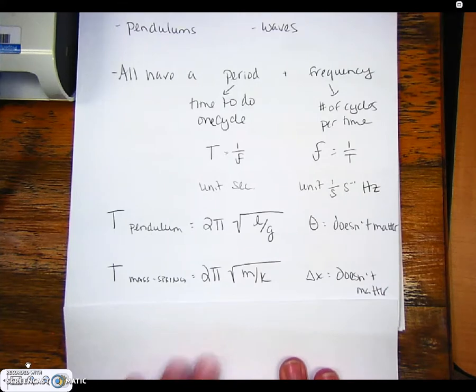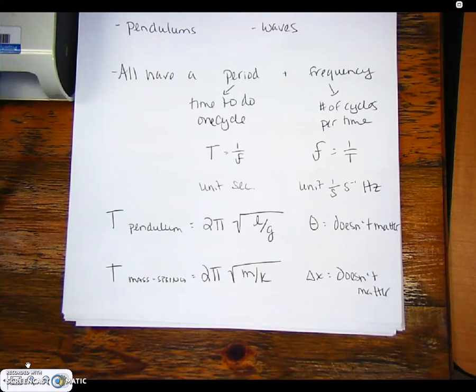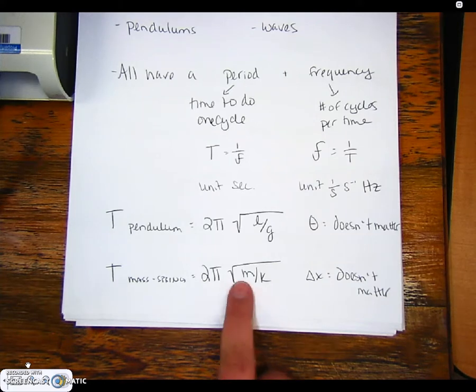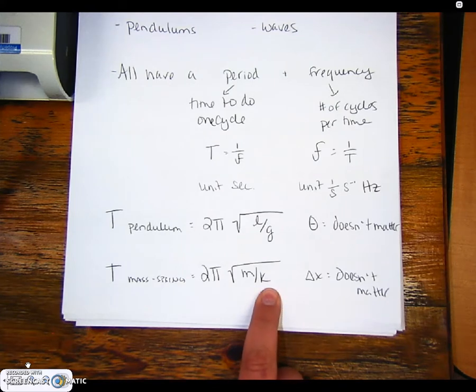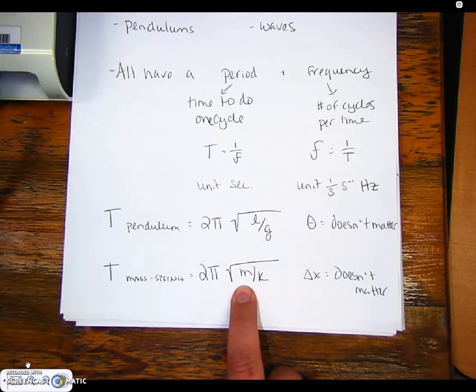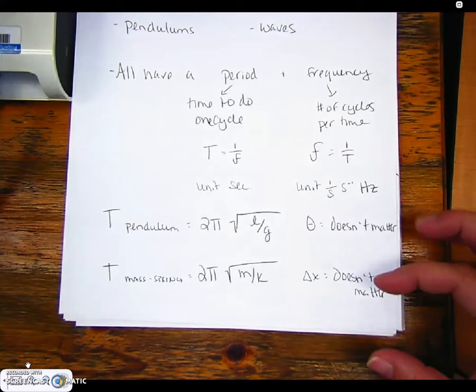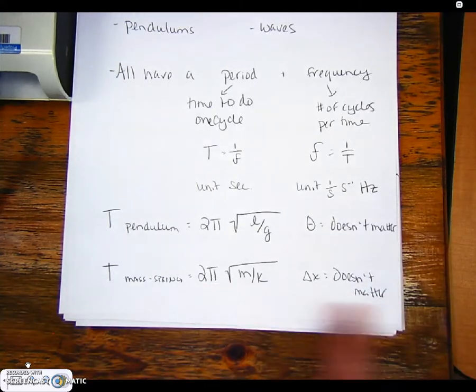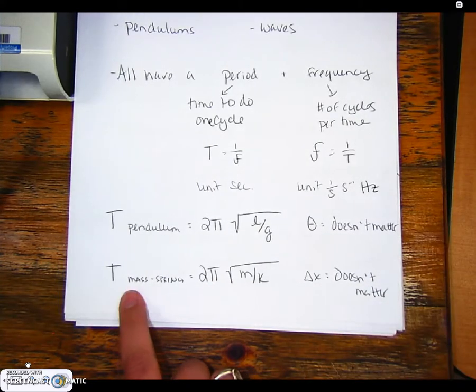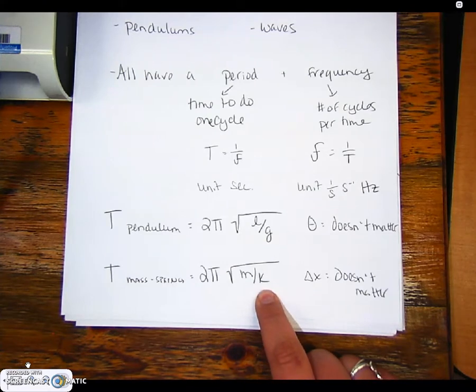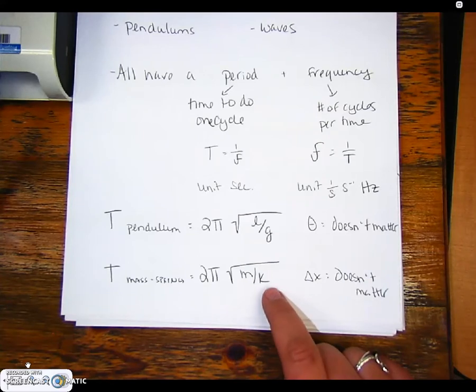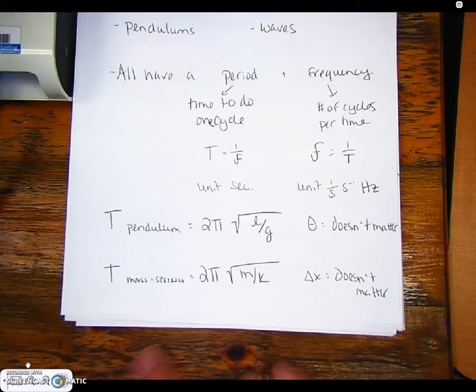Now, in terms of mass spring systems, the equation is similar, but it is 2 pi times the square root of m over k, where m is the mass of the thing that's oscillating, and k is the spring constant. So again, this makes a lot of sense if we think about it intuitively. If you pull a big heavy mass, it's going to oscillate back and forth a lot slower and take a greater time. And the spring constant is like the restoring force of the spring. So the greater the force of that spring, the quicker it's going to snap back and oscillate back and forth.